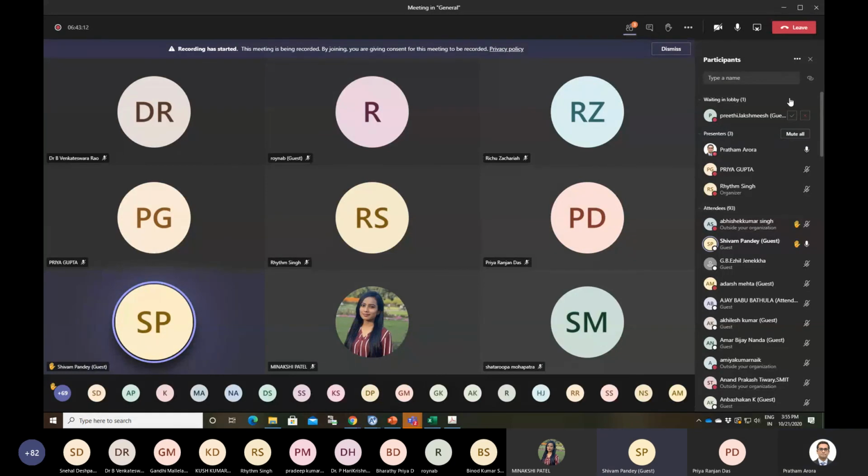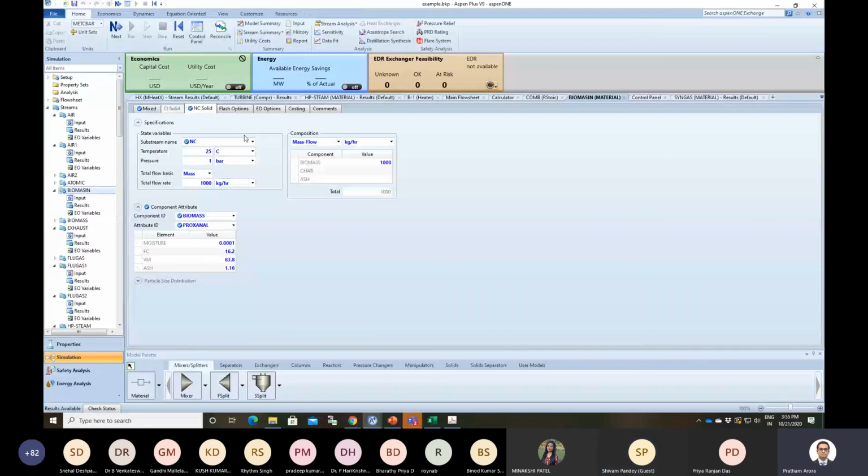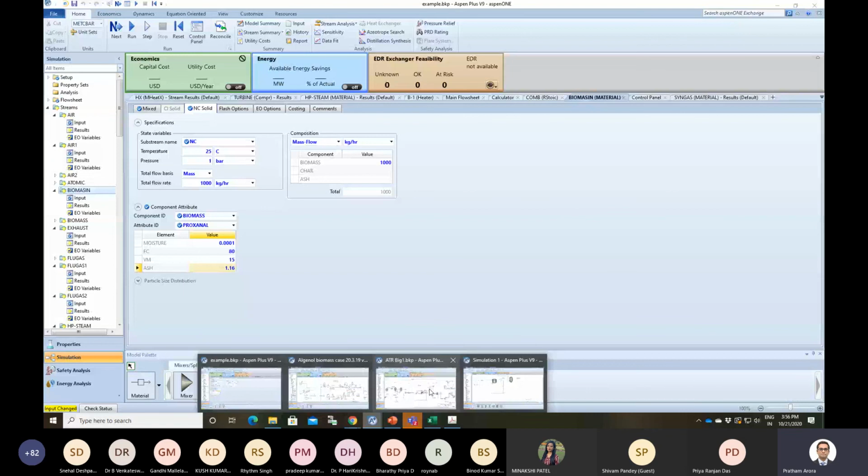Sir, can we use this software for a biomass co-firing thermal power plant simulation? Yes, of course you can. You can define the coal in a similar fashion as you did with the biomass. The only thing is that coal would have a different proximate and ultimate analysis. So in the case of coal, where you're giving biomass in here, this fixed carbon would be almost 80%, and this would be maybe 15 to 20%. So this is where the change would be. Okay, sir. Thank you very much, sir.